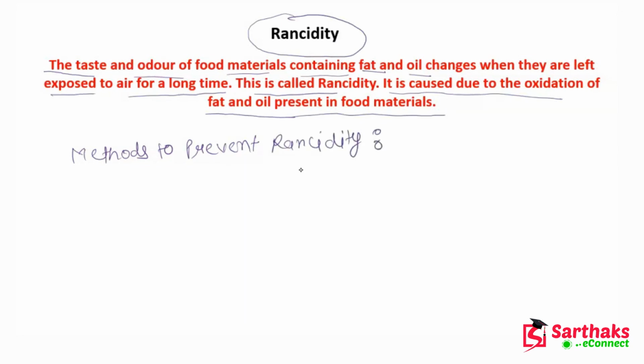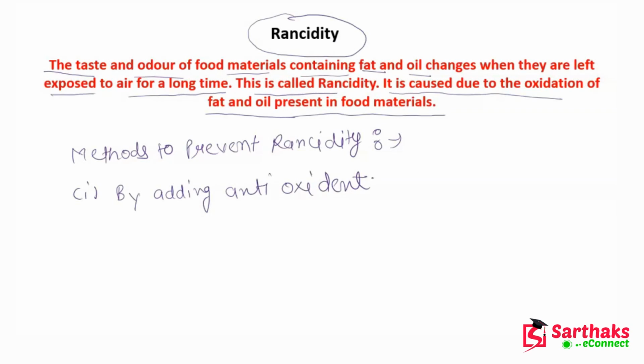Now, how can we do it? So basically, if we prevent these food materials from being in touch with oxygen, then they will not be able to get oxidized. So what we can do, we can simply use these methods. The first method is by adding antioxidant.